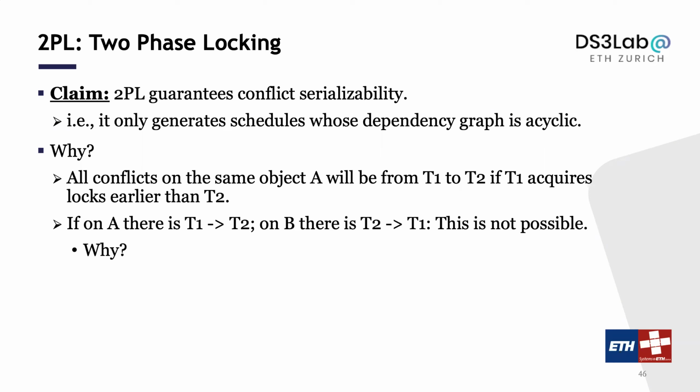If you look at different objects like A and B, if there's an edge on A from T1 to T2 and there's another object with an edge from T2 to T1, this is not really possible, right? You can actually take a piece of paper and try to draw it. In the worst case, it's going to give you a deadlock where they are waiting for each other. But otherwise, you will never have the case where T1 acquires the lock on A before T2, and on the other hand, T2 acquires the lock on B before T1. So in the worst case, it will be a deadlock, otherwise this simply cannot happen.